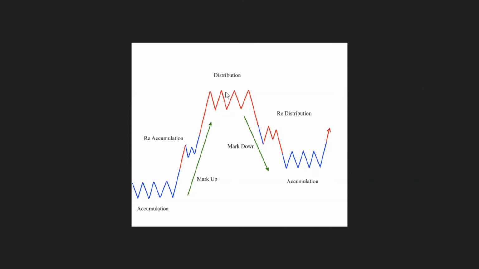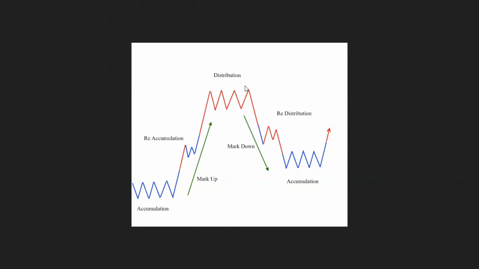Now the distribution zone. The distribution zone is basically the opposite of the accumulation zone, in which after an uptrend you get a sideways market, and the market starts absorbing all the quantities for a down move. Let's say smart money bought at this particular point, and they're booking their profits and creating sell positions at this point. So it's exactly the same thing.